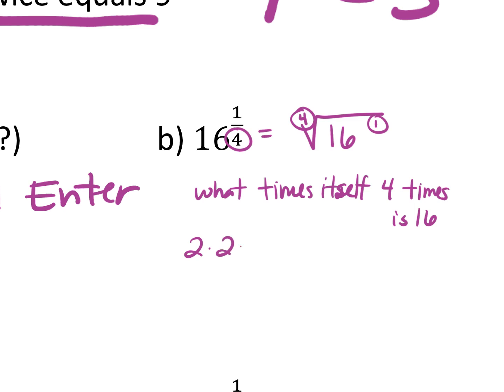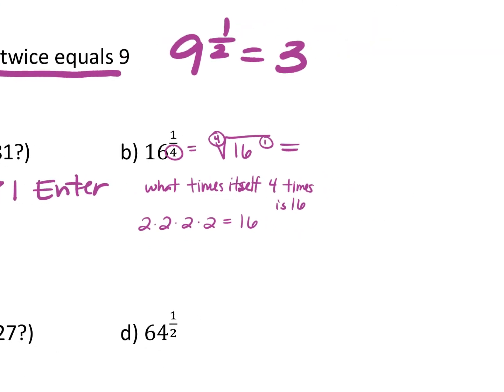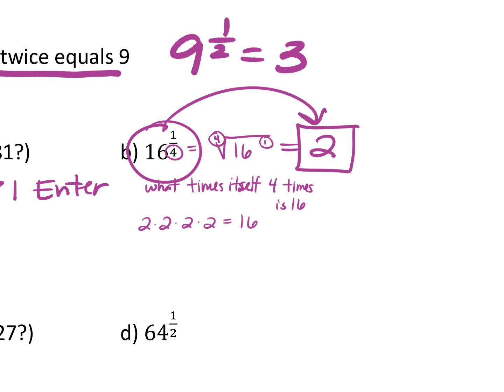2 times 2 times 2 times 2. That's 4 times itself twice. 4, we want it 4 times. What number times itself 4 times? So 2 times 2 times 2 times 2 is 16. Okay? So the answer to this is the number 2. 16 to the 1/4 power equals 2. Does that make sense?